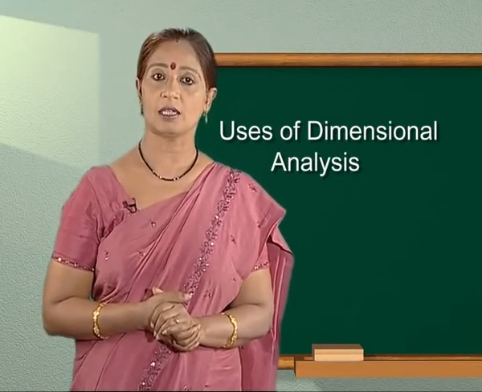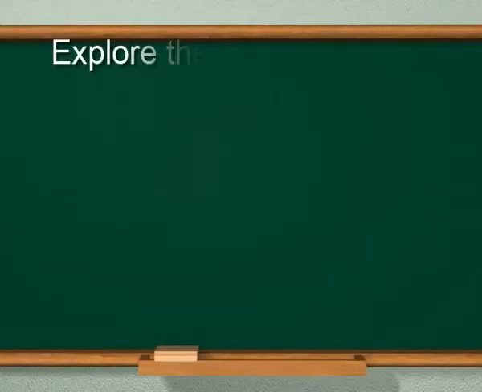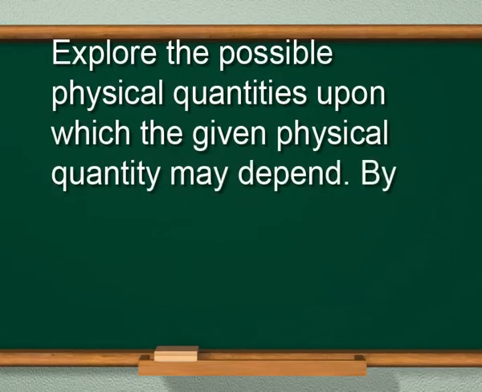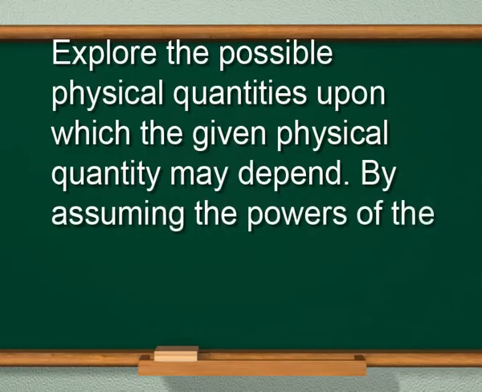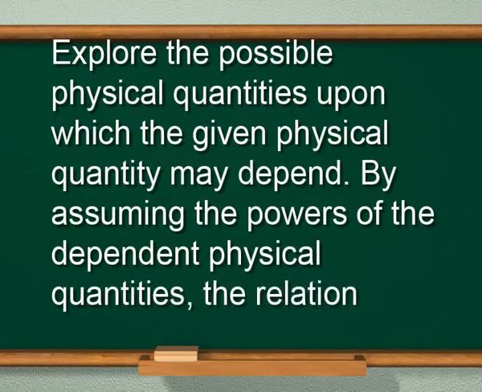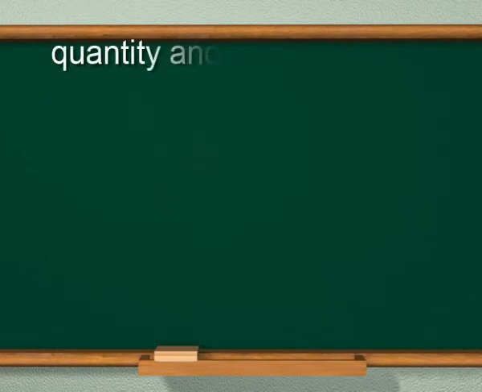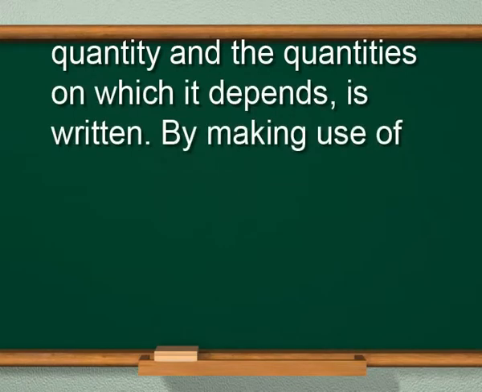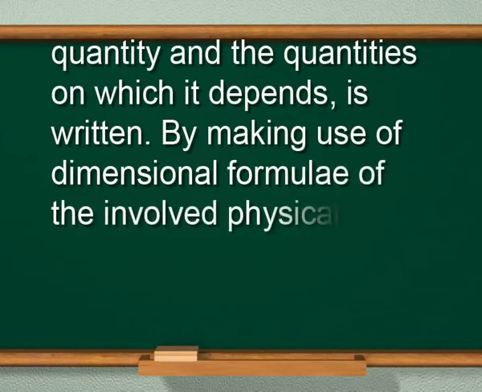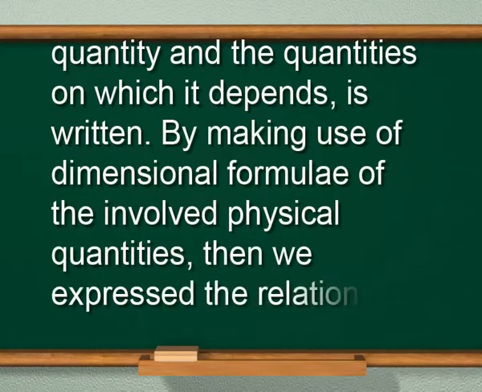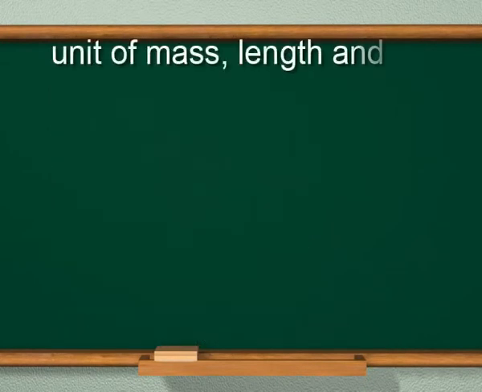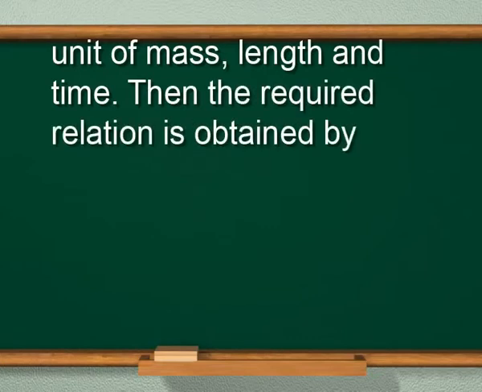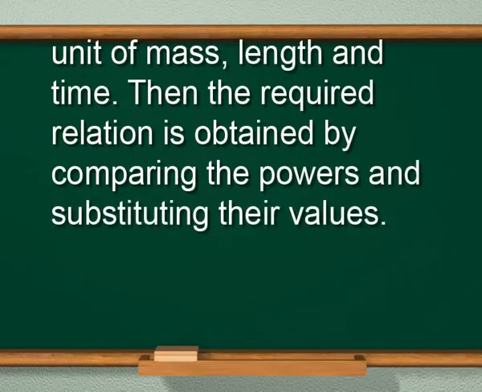To derive a physical relation, first of all, we explore the possible physical quantities upon which the given physical quantity may depend. By assuming the powers of the dependent physical quantities, the relation between the given physical quantity and the quantities on which it depends is written. By making use of dimensional formulae of the involved physical quantities, we express the relation in terms of fundamental units of mass, length, and time. Then, the required relation is obtained by comparing the powers and substituting their values.